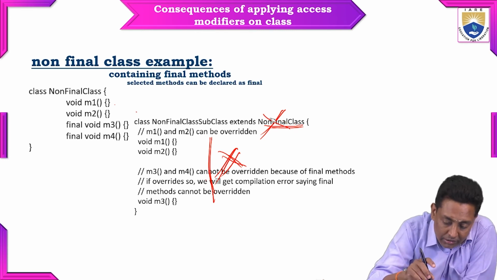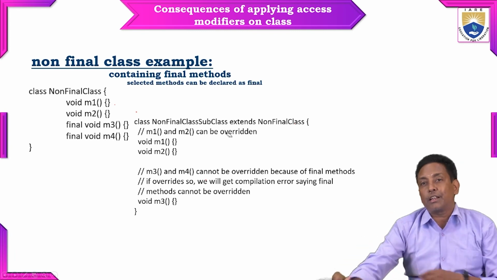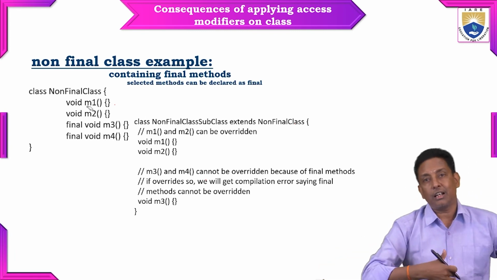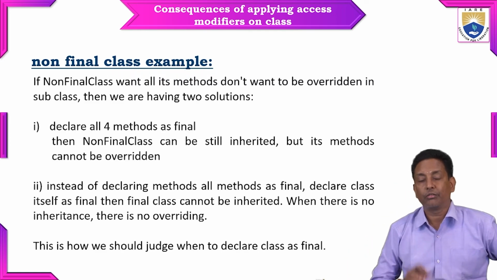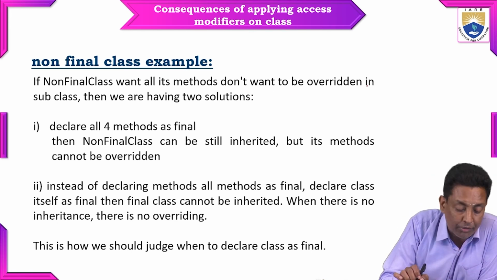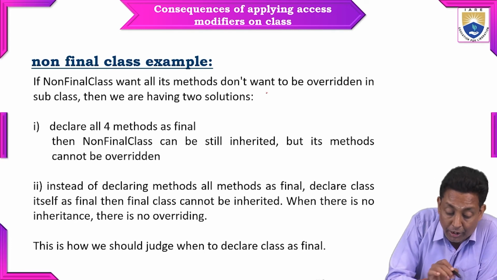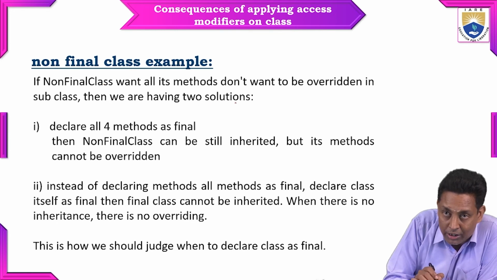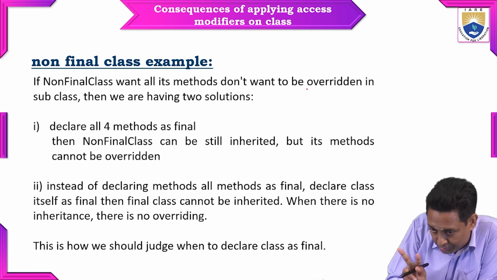A class can declare itself as final because all its methods are final. Instead of declaring all the methods as final, the class itself could be declared final. So if a non-final, normal class does not want any of its methods to be overridden in a subclass, there are two options.